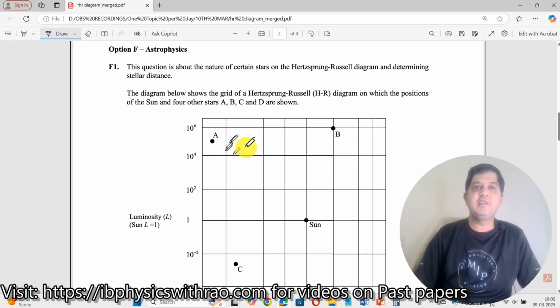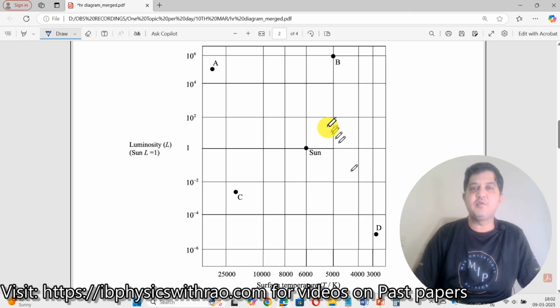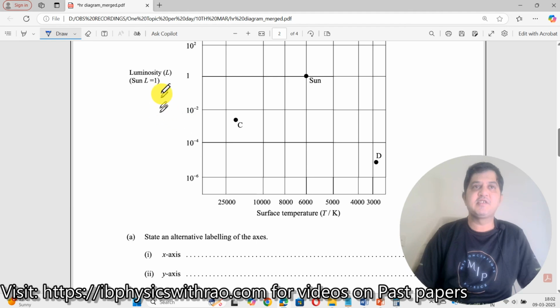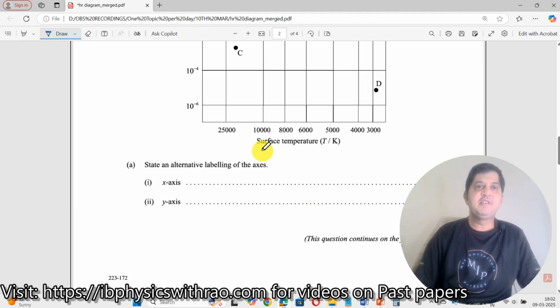So A, B, C, D are the four stars which have been shown. Sun is at this point, and this is a plot of temperature versus luminosity. Temperature along the x-axis, luminosity along the y-axis. State alternative labeling of the axis. What other labeling can we have here?